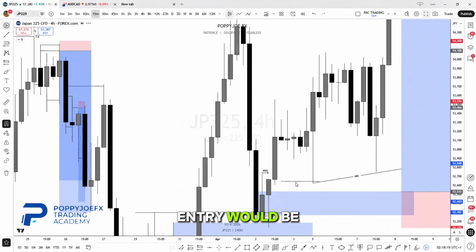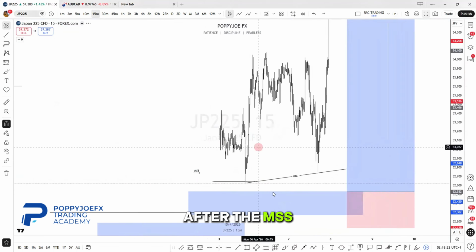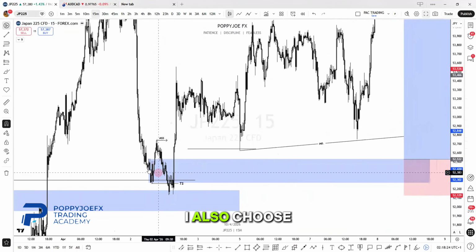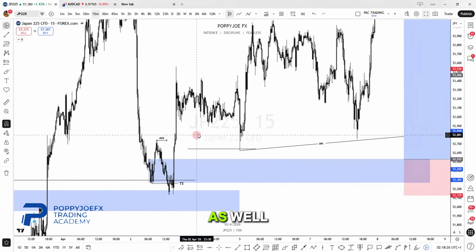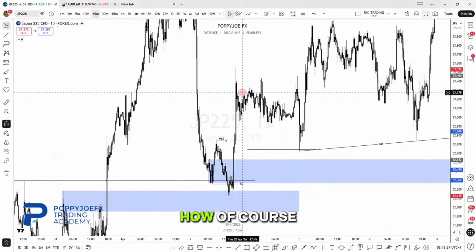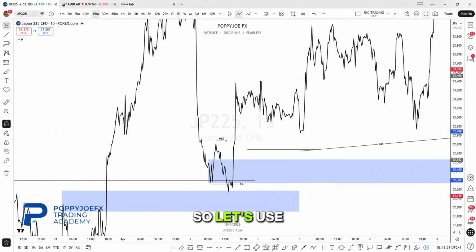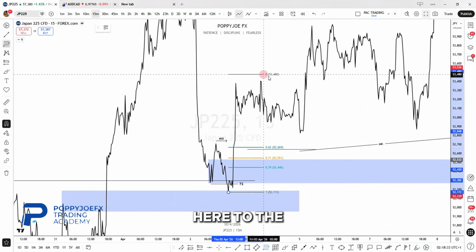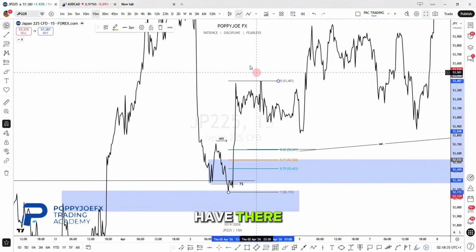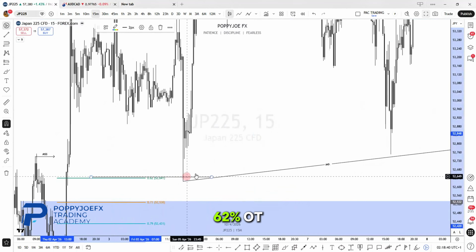So normally our entry will be to, after the MSS, wait for a pullback. So here I also chose a reclaimed block for my POI as well. And let's see how, of course, clearly price never got there. So let's use the OTE now from the low here to the highest point we have there. And let's see how price rejected also at my 62% OTE.